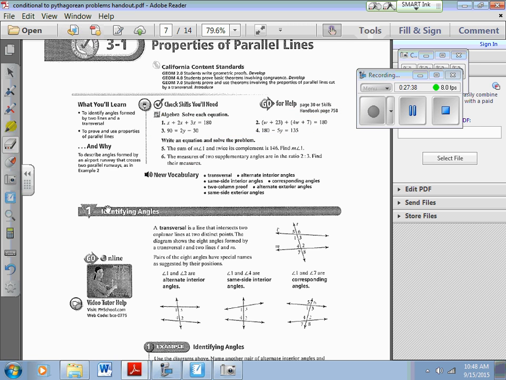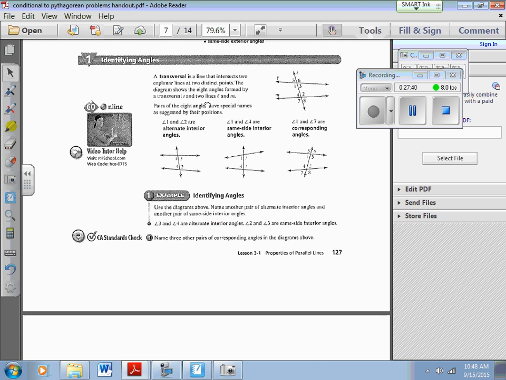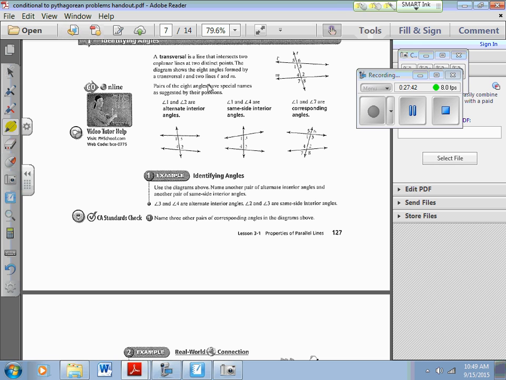Keep in mind, you're highlighting things because you need to remember to go back to this part if you get stuck on any of the problems that I don't get to. I'm going to leave them for you. A transversal is a line that intersects two coplanar lines at two distinct points. Do me a favor, underline the word transversal with your pencil.